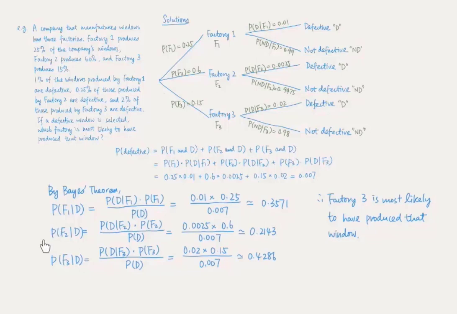Similarly, we can calculate the other conditional probabilities with this formula. Among these three conditional probabilities, we observe that this probability has the highest value. It means that given that the window is defective, there is the highest chance that the window is produced from factory 3. Therefore, factory 3 is most likely to have produced that defective window.